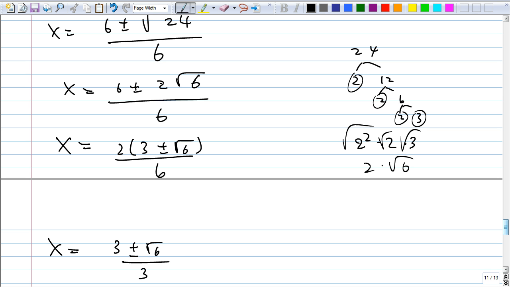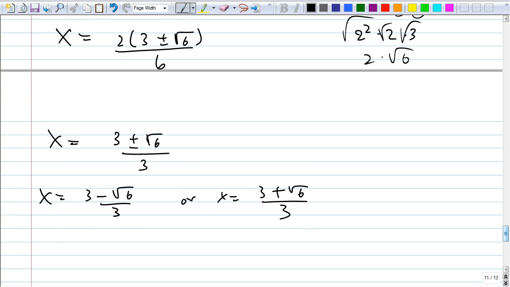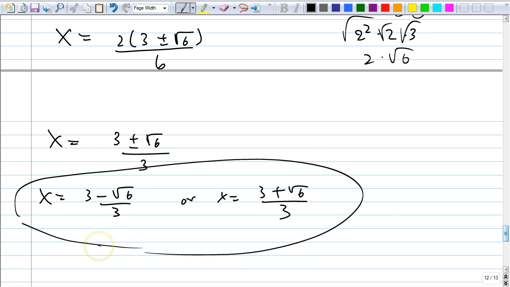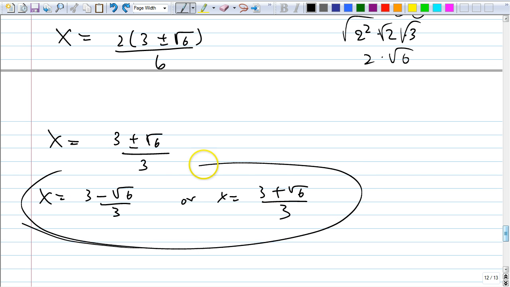So what are the two solutions we get? 3 minus square root of 6 over 3 and 3 plus square root of 6 over 3. Those are your answers. I want you to write them separately like this so that you know it represents 2 numbers. Any question? Does this make sense?